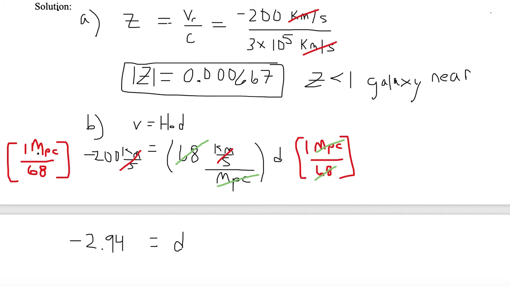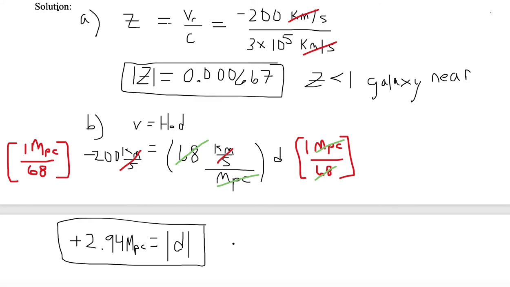And we have units. Megaparsec is what's carried over. Now a value of negative 2.94 megaparsecs doesn't really make any sense. So I'm going to make it a positive and put the absolute value here, and then put it in a box. Our distance is 2.94 megaparsecs.